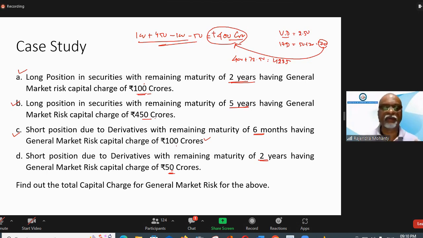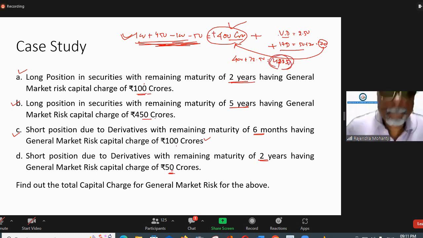So the capital for general market risk is the algebraic sum of the general market risk you already have for the long and short positions. It is the algebraic sum because for the short position we have to deduct. Long positions are positive positions. So if you take the algebraic sum, it becomes 400. With this 400, you have to add the vertical disallowance plus the horizontal disallowance. So it becomes 472.50.